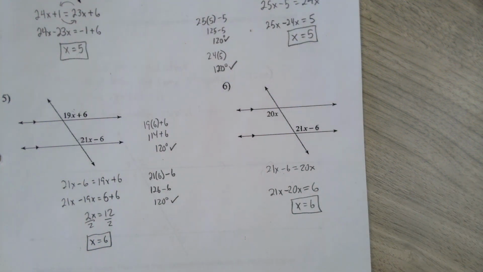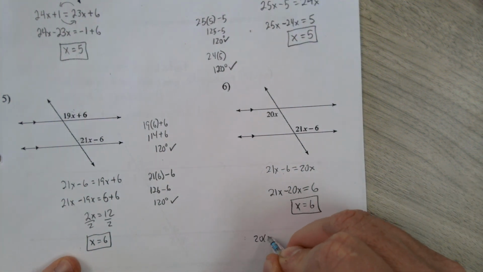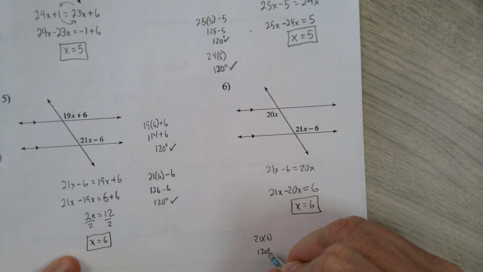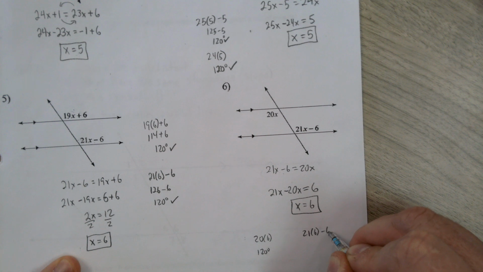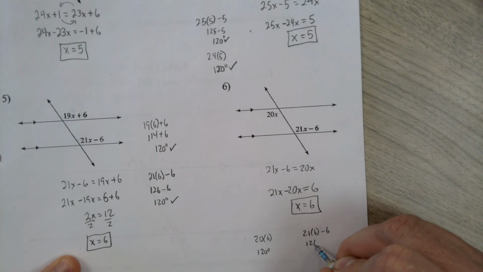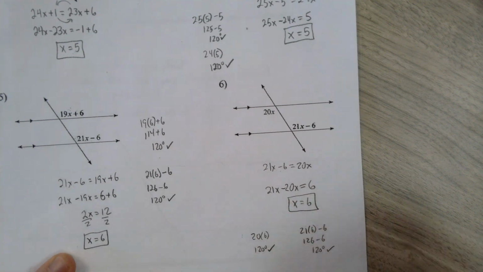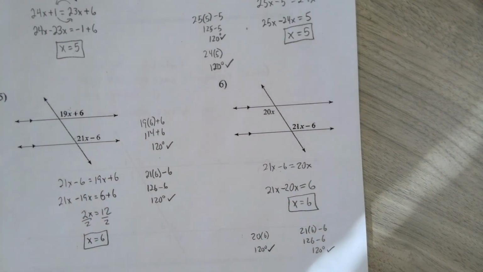And then we can do the same thing. If I take 20 times 6, I get 120 degrees. If I take 21 times 6 minus 6, I get 126 minus 6, which is 120 degrees. So you can verify that that answer is correct. All right, so that concludes part 1. Please continue on to part 2 of this video.